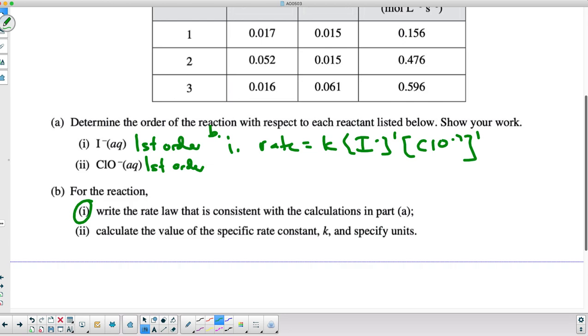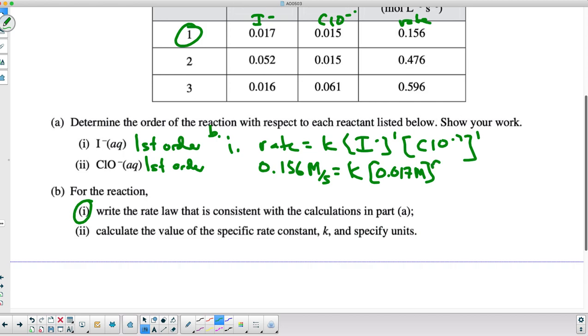So what we're going to do is use one of our experiments. We'll use the first one. That'll give us an I minus of 0.017 and a ClO minus of 0.015 and a rate of 0.156. So I simply plug in 0.156, this is in molarity per second, equals k, and then times 0.017, that's molarity, and then 0.015, and that's molarity, like that.